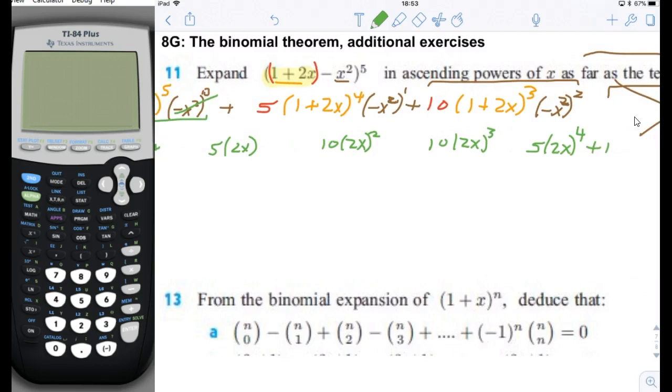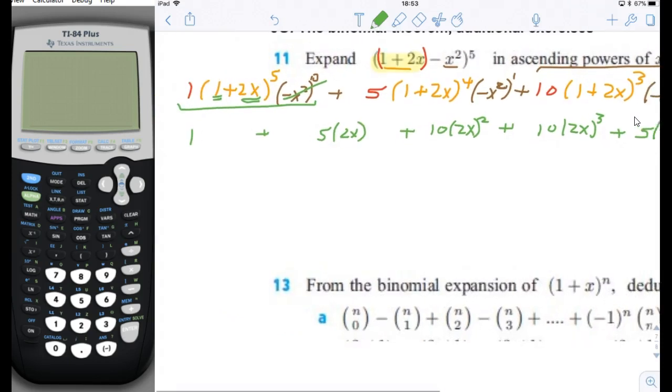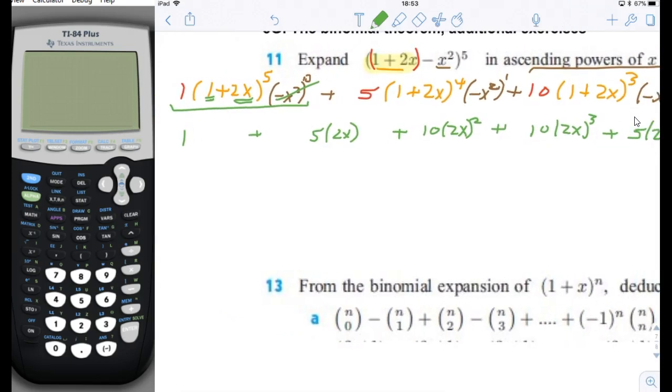So basically the last term we don't want to look at because it would be 2x to the 5th. And we know we don't want any of the 2x to the 5th terms. Okay? Alright, now let's take a look at the next one here. So this would also be an expansion.